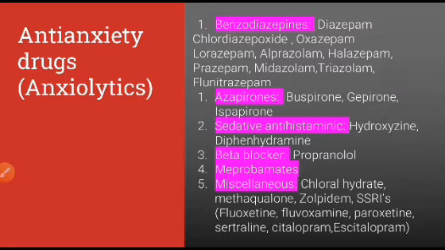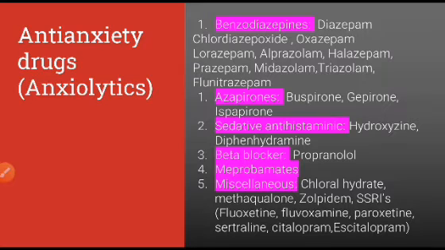Examples are diazepam, chlordiazepoxide, oxazepam, lorazepam, alprazolam, halazepam, prazepam, midazolam, triazolam, flunitrazepam. Here another class, which is actually a new class, is called azapirones. The examples of azapirones are buspirone, gepirone, or ipsapirone. Sedative antihistaminics are also a little newer class here: hydroxyzine and diphenhydramine.